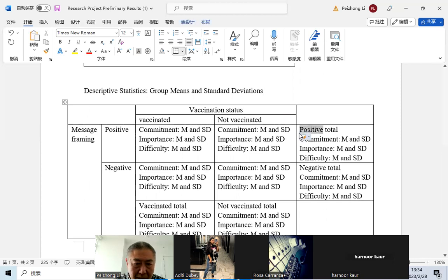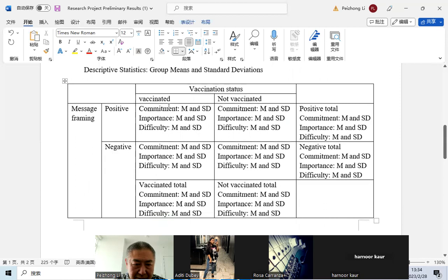And here is the research design. Positive framing, negative framing. So basically, we're testing the main effect of positive framing versus negative framing. Is there a main effect for message framing? Does positive framing overall produce higher levels of persuasiveness than negative framing?